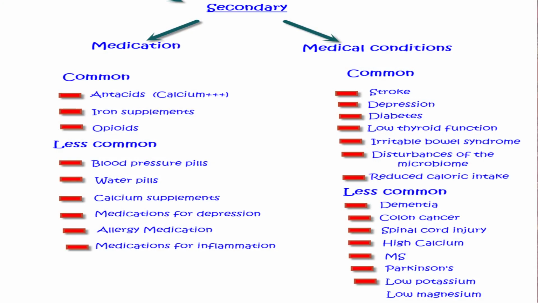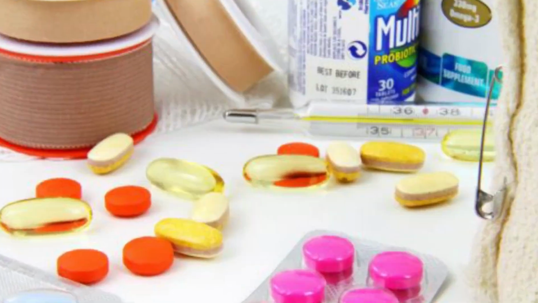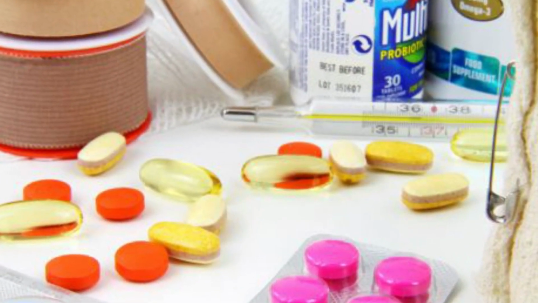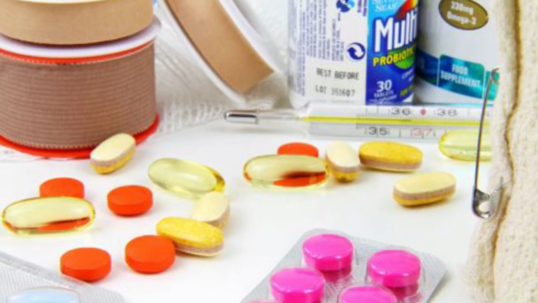As far as secondary causes of chronic constipation go, medications and medical conditions are the two main groups into which these causes can be placed. And medications such as antacids, opioids, non-steroidal anti-inflammatory drugs are common causes of chronic constipation. Less common causes include blood pressure pills, calcium supplements, medications for depression.